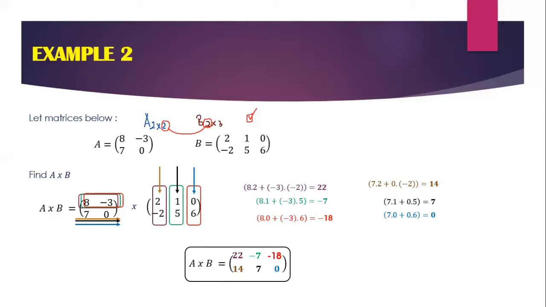Is it clear to everyone? The multiplication of matrix. That's very easy, right? Okay, go to example 3. Okay, students, example 3.